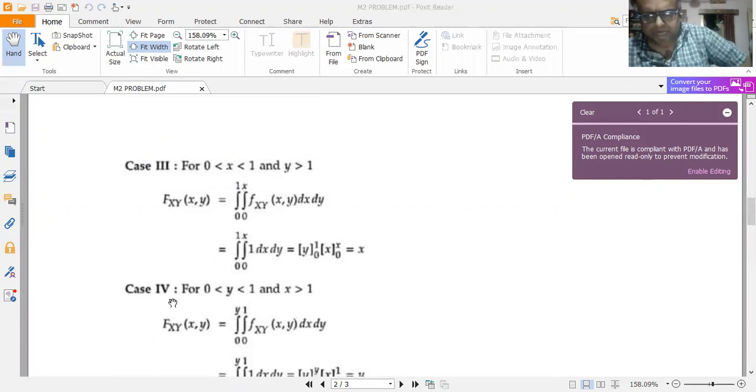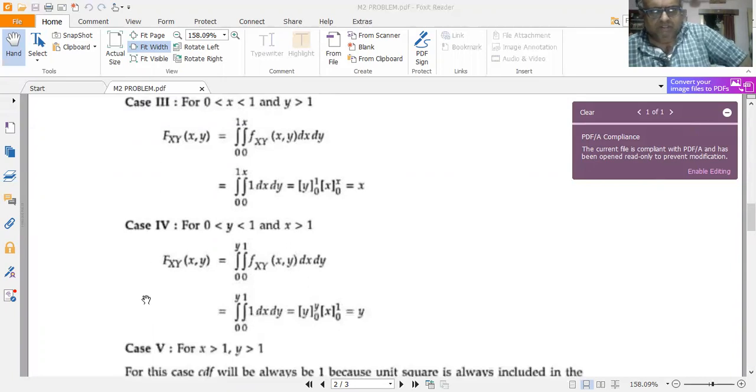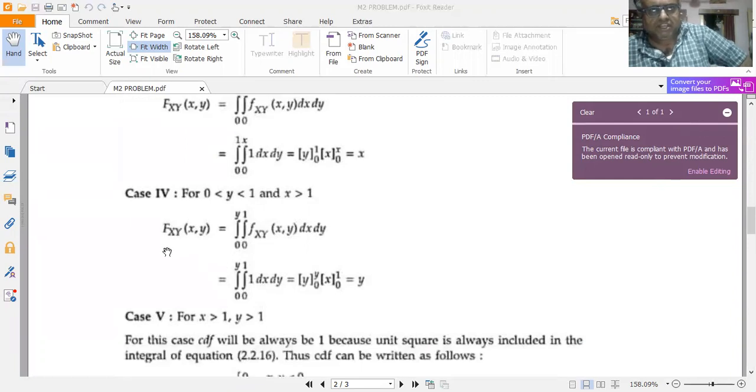So those concepts you need to remember and use here. Case 4 is x greater than 1 and y ranging between 0 and 1. In this case, I have Fxy(x, y) equal to integral 0 to y, integral 0 to 1 of fxy(x, y) dx dy, which is equal to integral 0 to y, integral 0 to 1 of 1 dx dy.